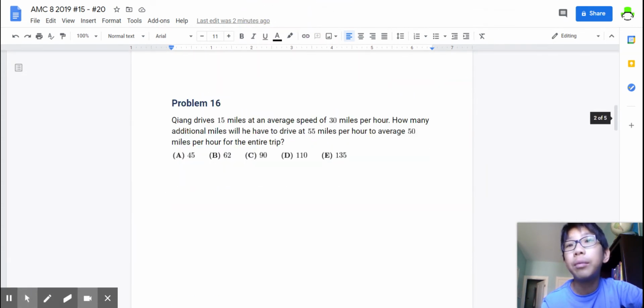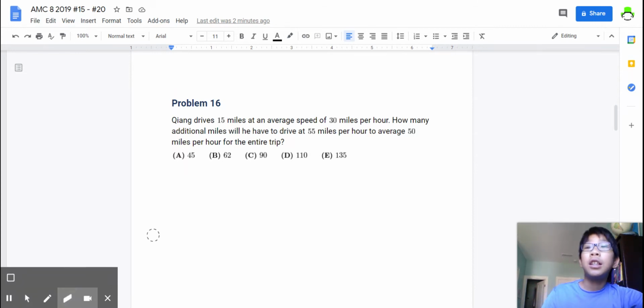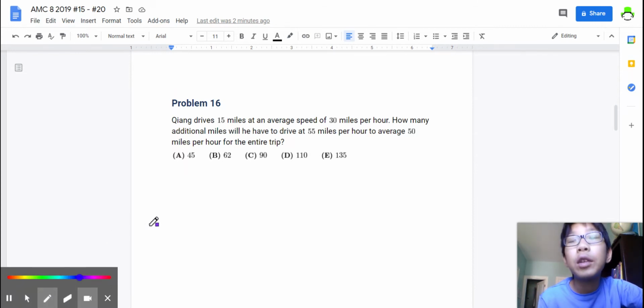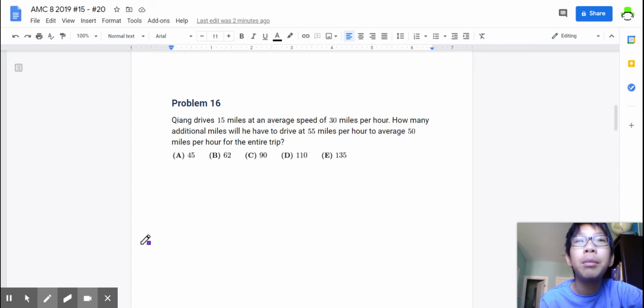Problem 16. Problem 16 says, Chang drives 15 miles at an average speed of 30 miles per hour. How many additional miles will he have to drive at 55 miles per hour to average 50 miles per hour for the entire trip? So we can use the answer choices and see that 110 is the only one that can be evenly divided by 55.